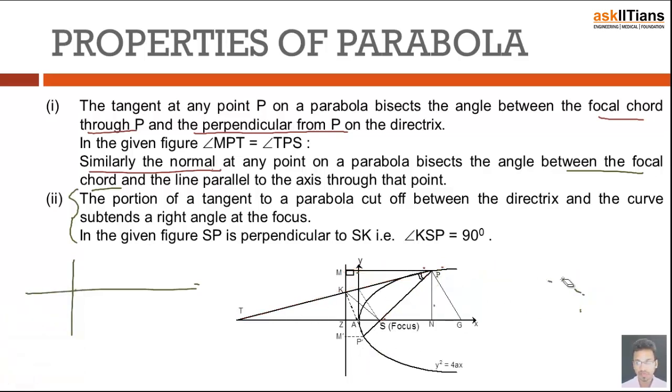So it says the portion of tangent, so this is the tangent, okay. The portion of the tangent to the parabola cut off between the directrix, so this is the directrix, and the curve. So between the directrix and the curve, this is the portion we are talking about, that subtends a right angle at the focus. So if I join K to S and S to this point, this is the right angle.